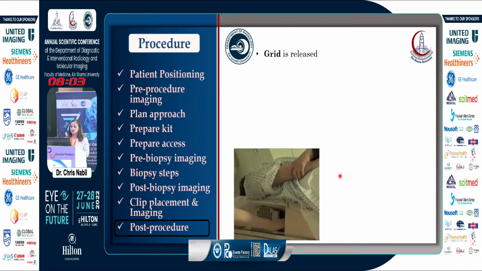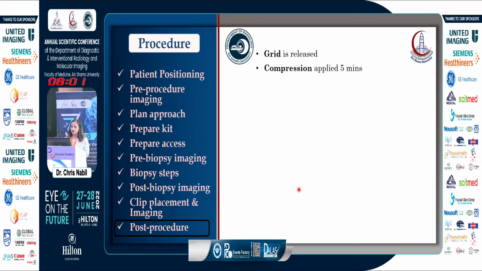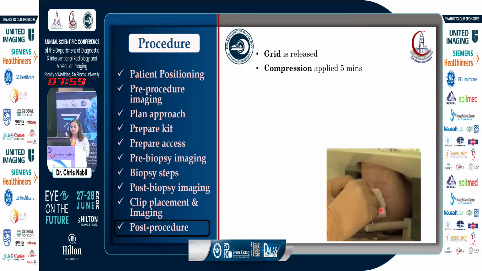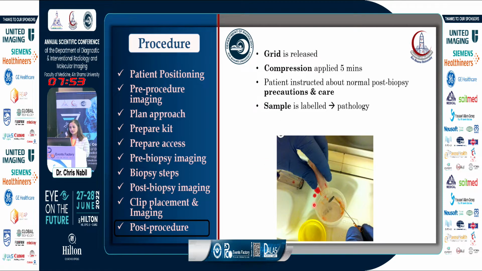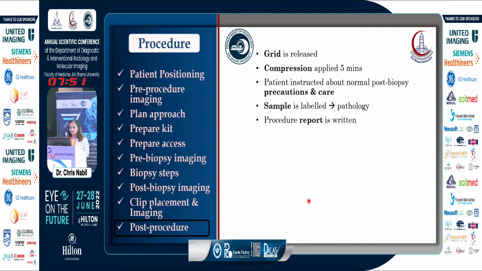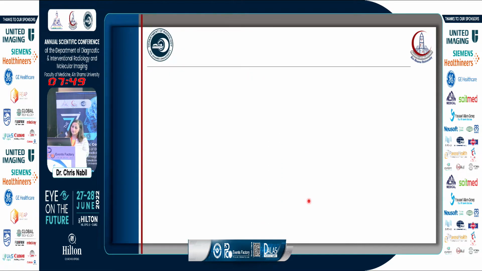At the end of the procedure, the grid is released. Compression is applied to the breast for 5 minutes. The patient is instructed about the normal post-biopsy precautions and care. The sample is labeled and sent to pathology, and the procedure report is written.